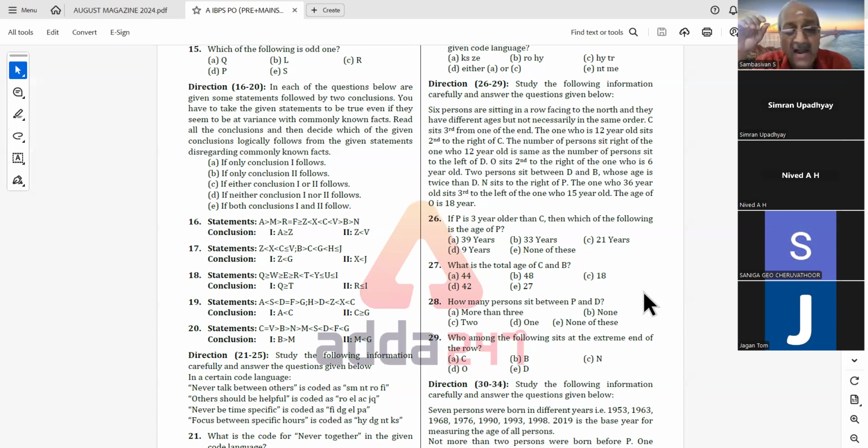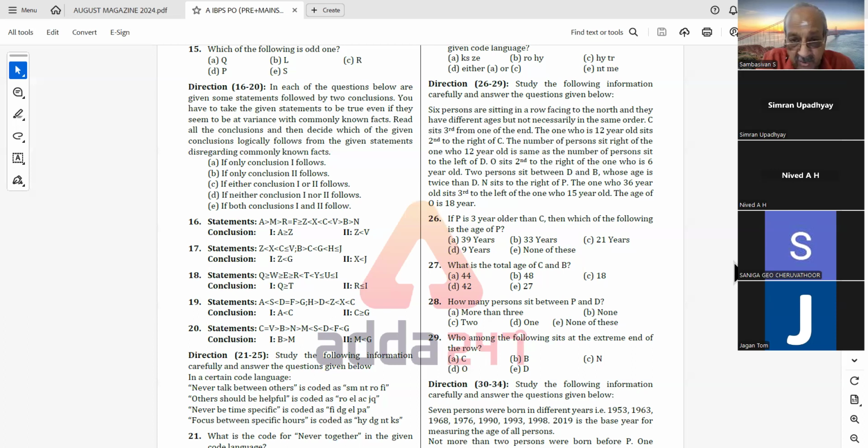But one advantage in State Bank is that they don't put any sectional cutoff, whereas in IBPS, you have to score the sectional cutoff. Then only you can clear the test. So there, overall, if you have scored more than 60, you would have got eligible. Doesn't matter. Good.